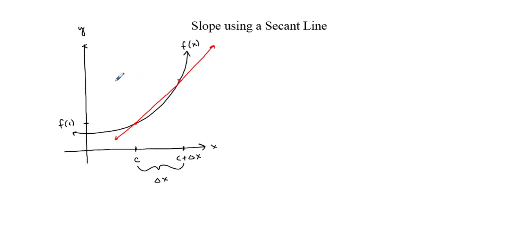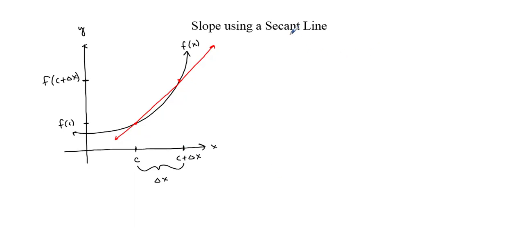So then this y corresponds to f of C plus delta x. Okay, remember C is an x value, delta x is the change in x values. This is the distance we walked over from C. And so we get C plus delta x. We don't know what it is, okay?